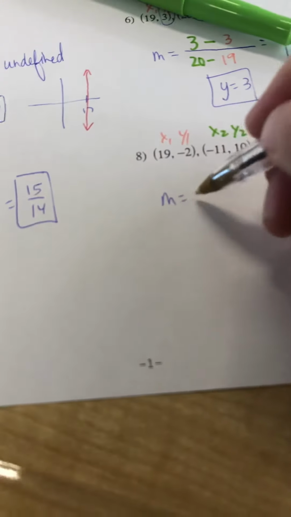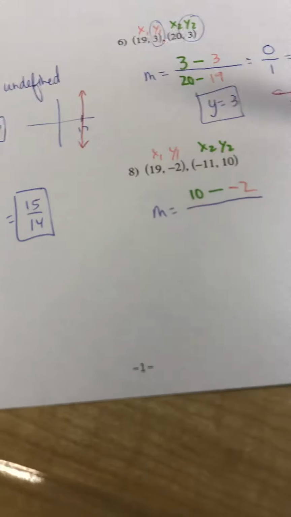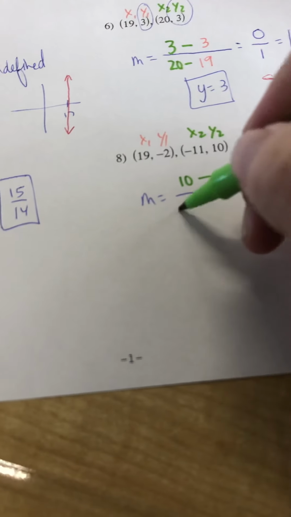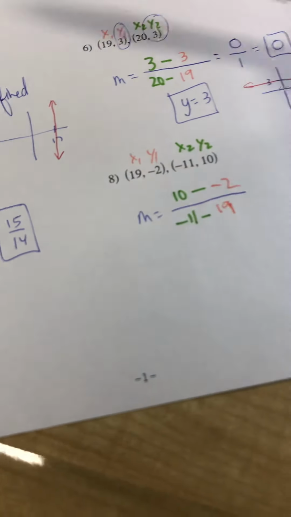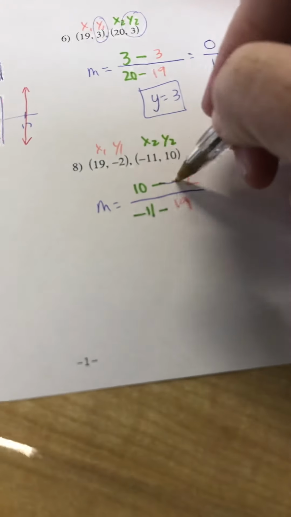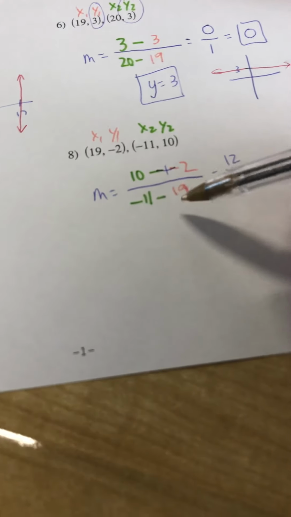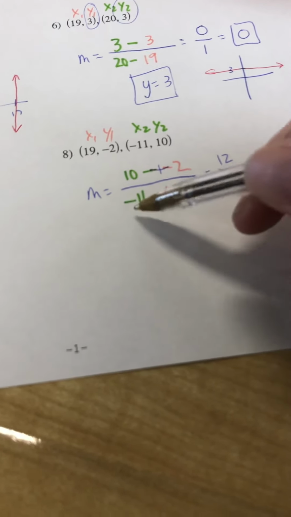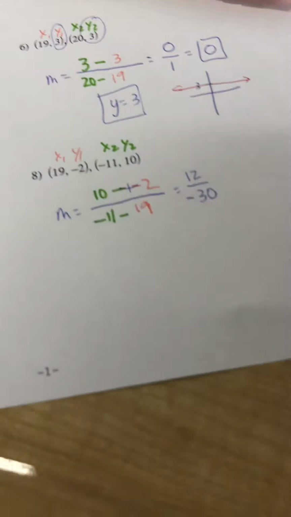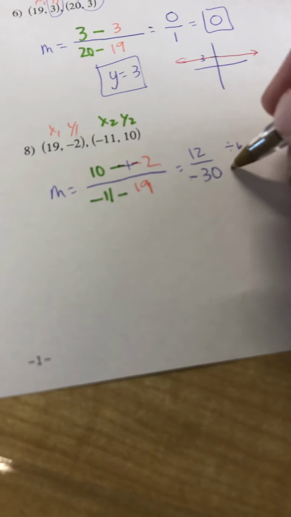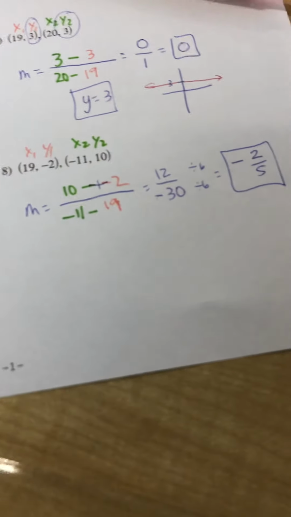Last one, m equals y2, which is 10 minus my y1, negative 2. My x2 is negative 11 minus my x1, which is 19. And so this double negative becomes a positive, which is 12. And a negative 11 minus 19, it's not a double negative. There's the 11 between it. It's just saying negative 11 minus 19, which is going to make it even more negative at negative 30. And you could divide both those by 6. And so we would get a negative 2/5. So we always put the negative on top or on the side.